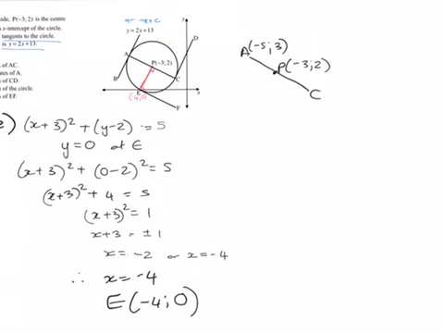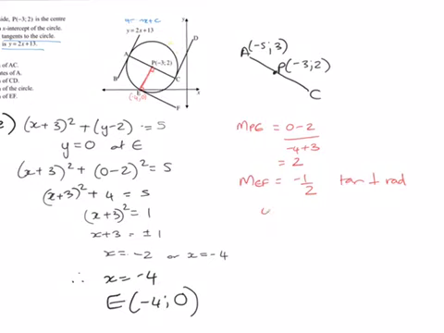Now you'd have to show that the gradient of PE is going to be 0 minus 2 over negative 4 plus 3. That's going to be 2. So the gradient of EF is going to be negative a half because of tangent perpendicular to radius, or unless you give some explanation of parallel lines.